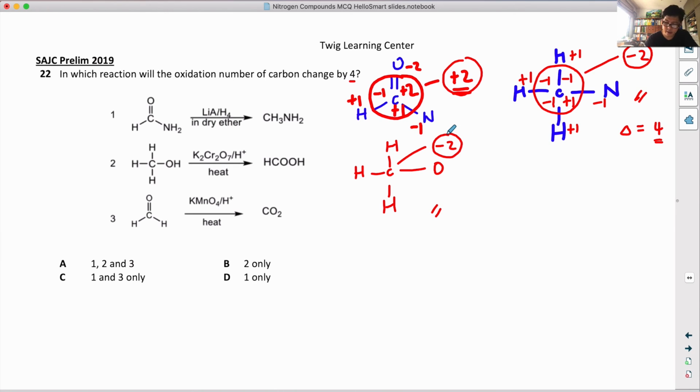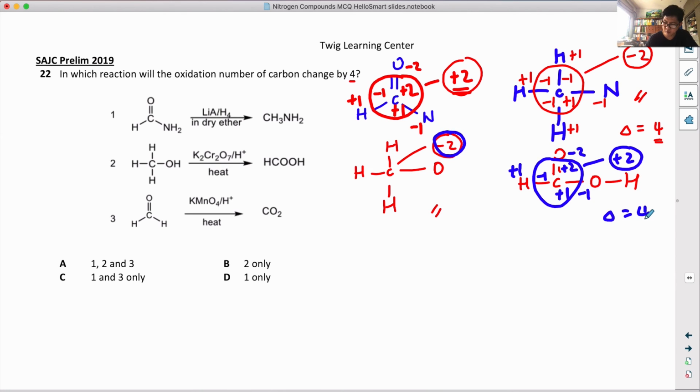All right, so let's try this. Only look at around the carbon. So -2 +2. This is a single bond between C and O, so I put -1 +1, -1 +1. So let's calculate. In fact, the net is +2. So from -2 to +2, the change is again 4. Okay, let's try the next one.